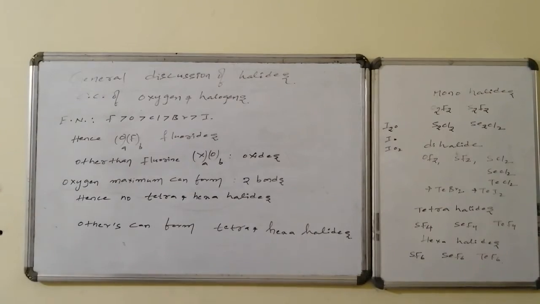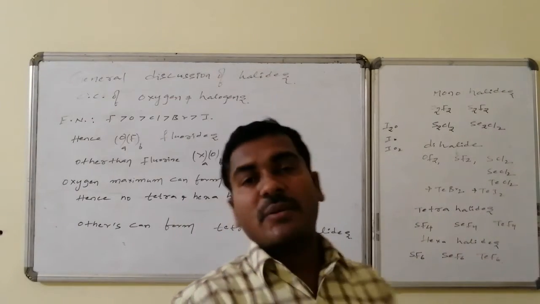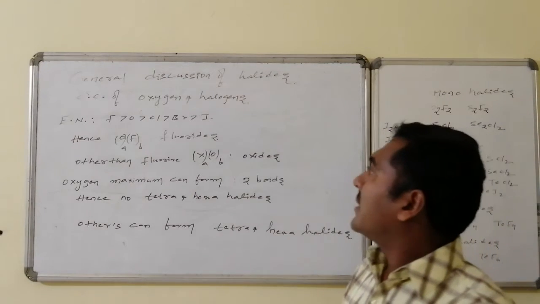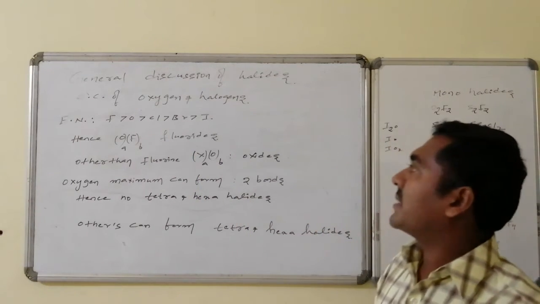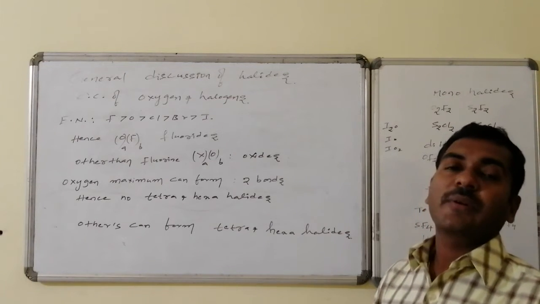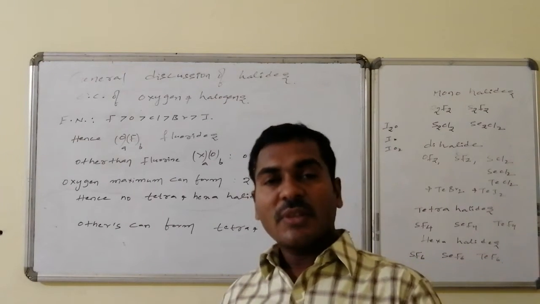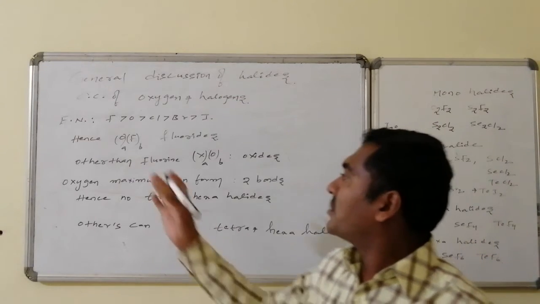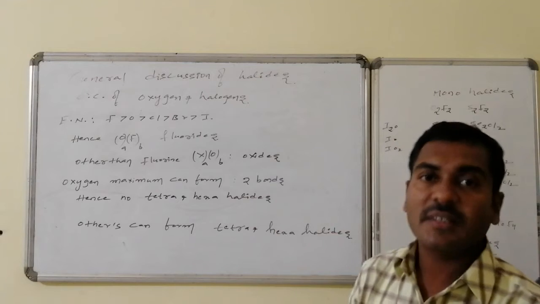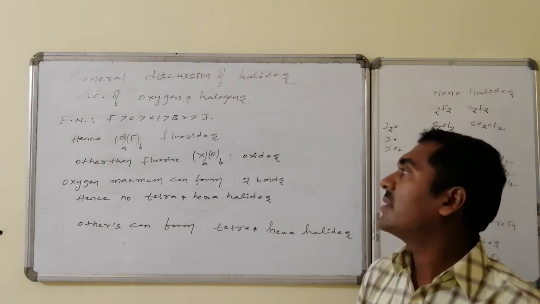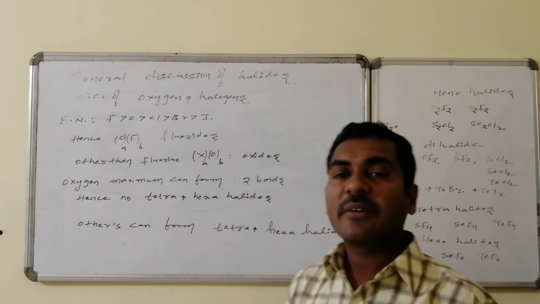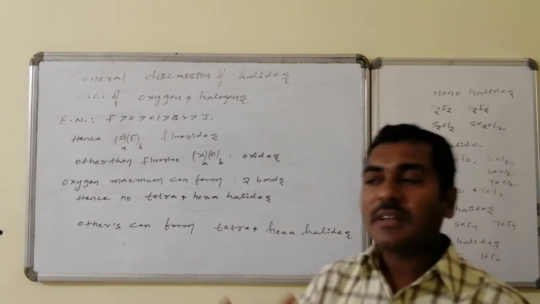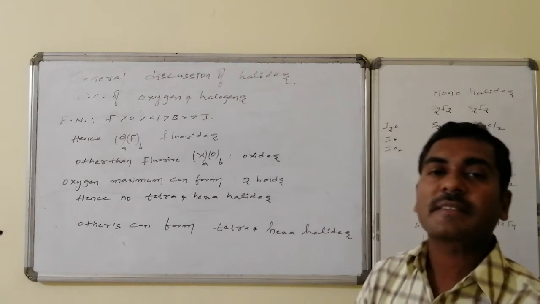General discussion of the halides. The chemical combination of oxygen and the halogens. Let us have a look. Here I am taking the chemical combination of oxygen and the halogen. But before going to the chemical combination, if we consider electronegativity, fluorine is the most electronegative, then oxygen is in the second position in the periodic table, then chlorine, bromine and iodine follow. Whereas the chemical combination of oxygen with the halogens is the criterion for my discussion.